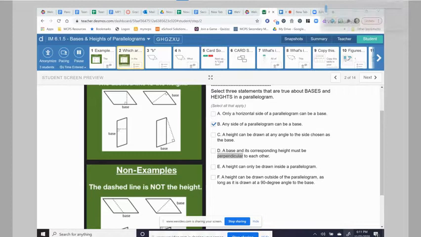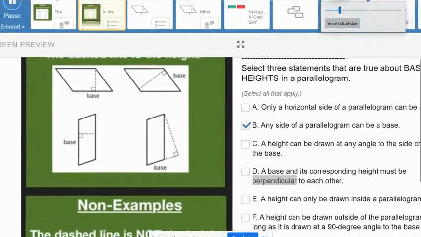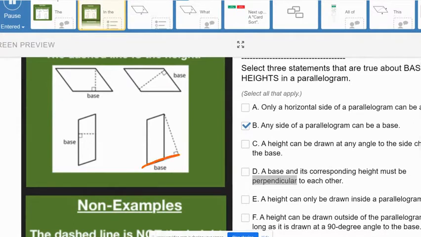So what they mean is perpendicular. If that's a straight line, and that's a straight line, they basically make a T or a cross, and there's a 90-degree angle inside of there. So here's my base, and there's my height. It also makes a 90-degree angle.